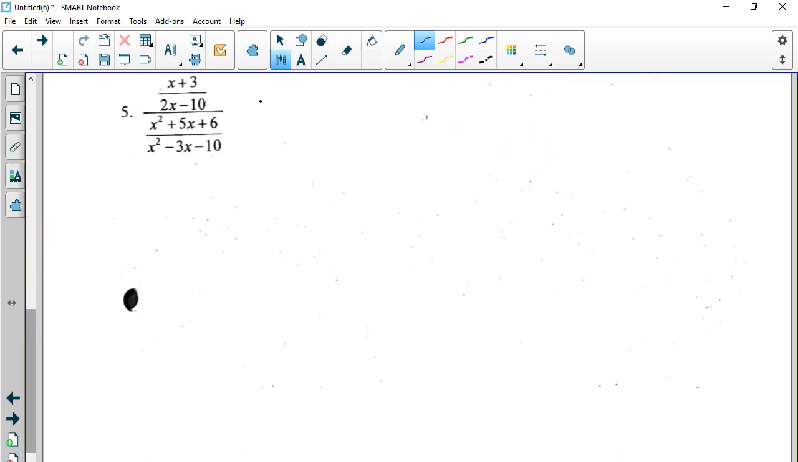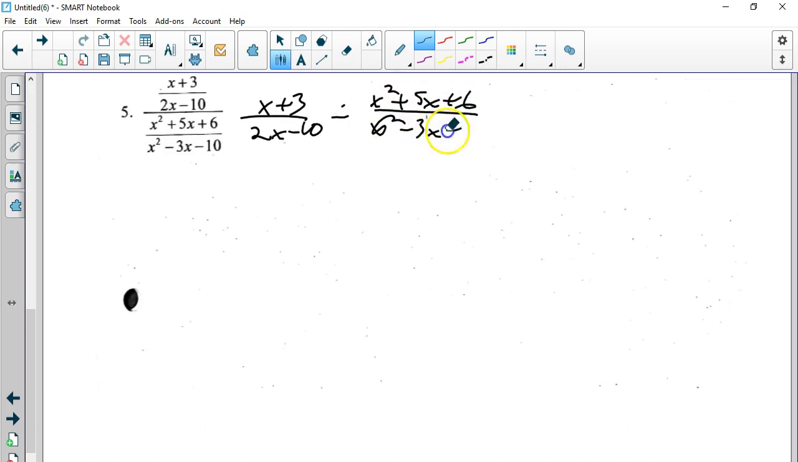And last but not least, we have x plus 3 over 2x minus 10 divided by x squared plus 5x plus 6 over x squared minus 3x minus 10. Now, there's 3 things that need to be factored here. So the x plus 3 is staying. Here we're going to pull 2 out and get x minus 5.